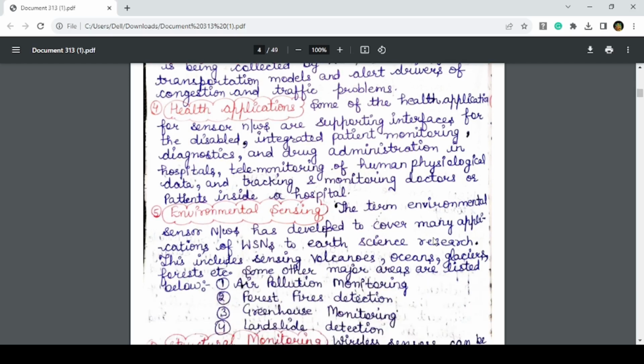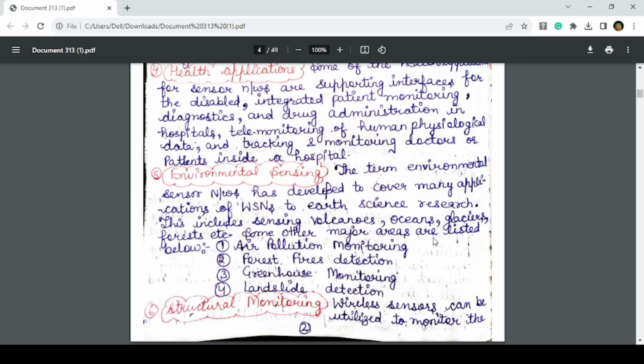Environmental sensing. The term environmental sensor networks has developed to cover many applications of wireless sensor networks to earth science research, and this includes sensing volcanoes, oceans, glaciers, forests, etc. Some other major areas are listed below: air pollution monitoring, forest fire detection, greenhouse monitoring, landslide detection. In all these areas also we use wireless sensor networks for monitoring.